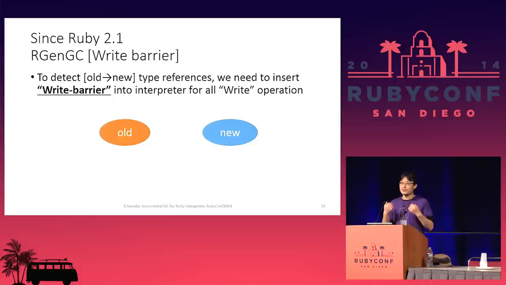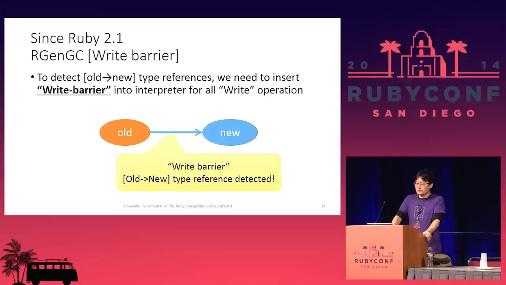To say that simply, if we detect an old-object-to-new-object relationship, we need to use the write barrier technique to detect such a relationship. An old object referring to a new object means a write to the old object. So we detect such reference creation with the write barrier technique.